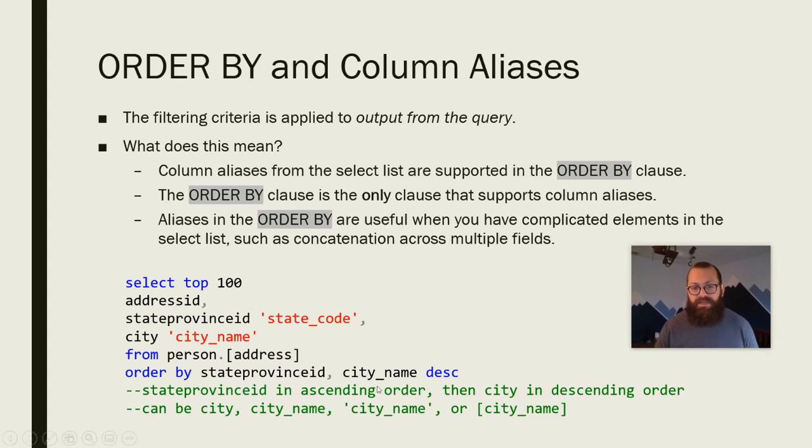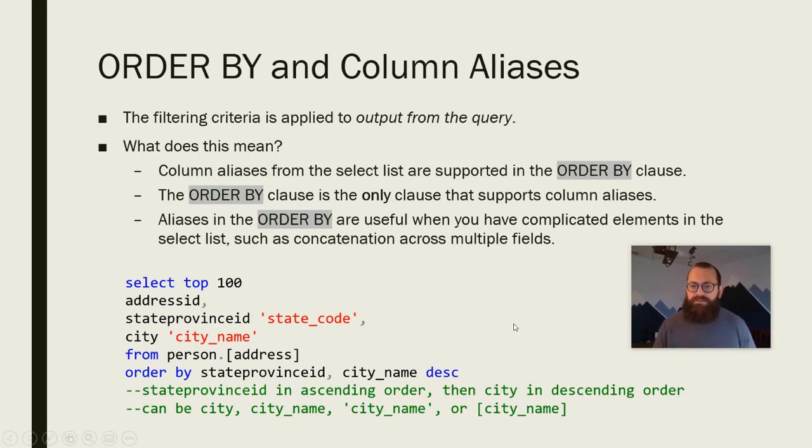And then in the second level of the sort, we supplied city name as the field, which ultimately refers to the column alias from the original field city within the person.address table. You could change that to city. We have city name here without any quotations. It could be city name with single quotations, or it could be city name enclosed within brackets. And the same goes ultimately for state province ID as well.